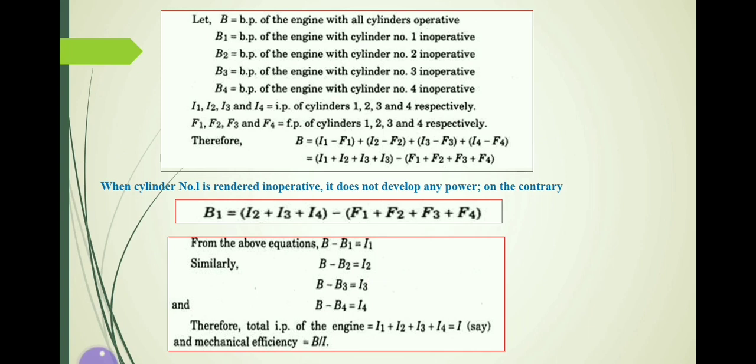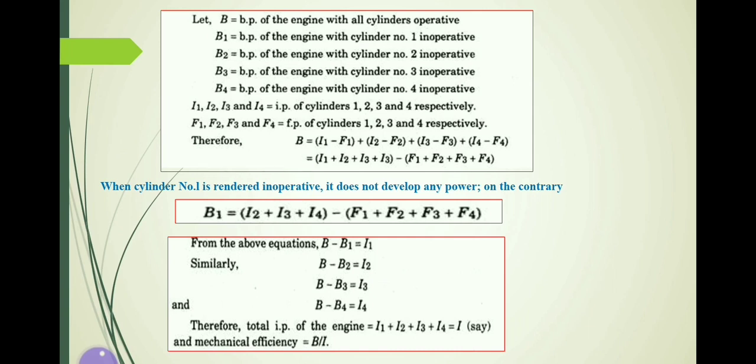In the same way, we will consider the indicated power generated inside the 4 cylinders as I1, I2, I3, I4 respectively. Similarly, we will consider the friction power inside all 4 cylinders as F1, F2, F3 and F4 respectively. Now we know that to measure the brake power, we can use the dynamometer.